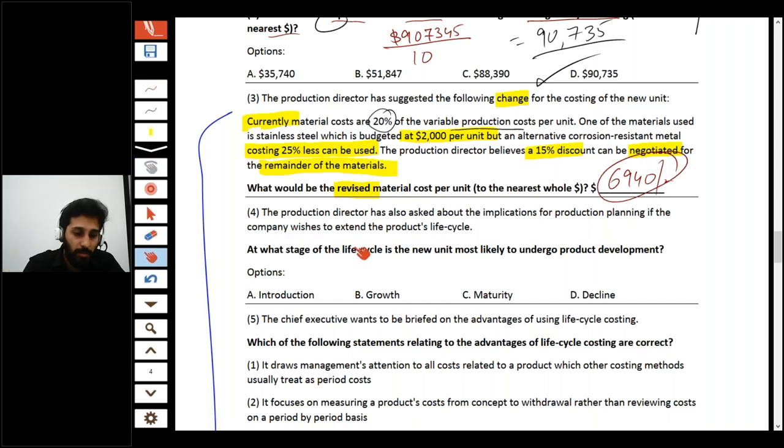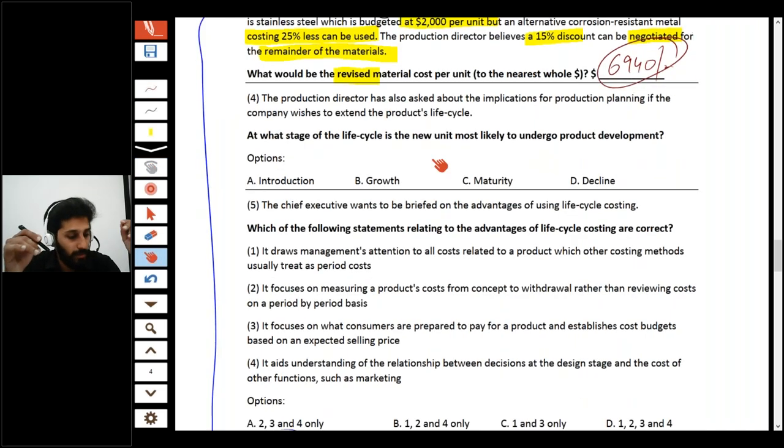Now let's move to question number four. Question number four is very simple. The production director has asked about the implication of production planning if the company wishes to extend the production life cycle. At what stage is the new unit most likely to go under product development? That's the maturity stage, because in that stage you are trying to redevelop your product by bringing innovative features.